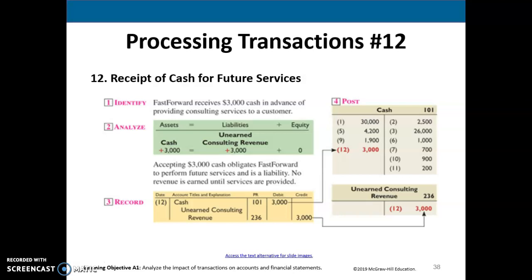Remember that unearned consulting revenue is not a revenue account. It is a liability account because we owe it back to them if we don't finish that job. We haven't earned it until we've finished the job.